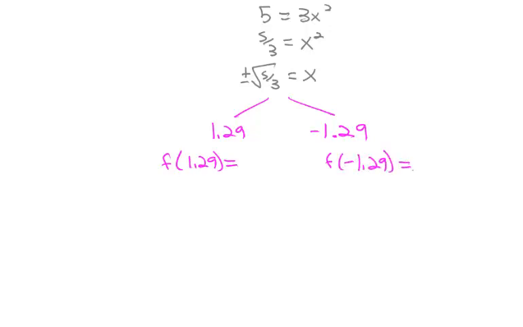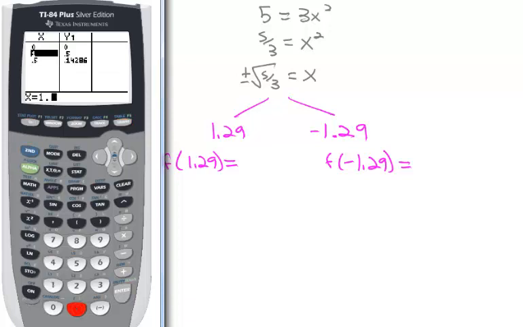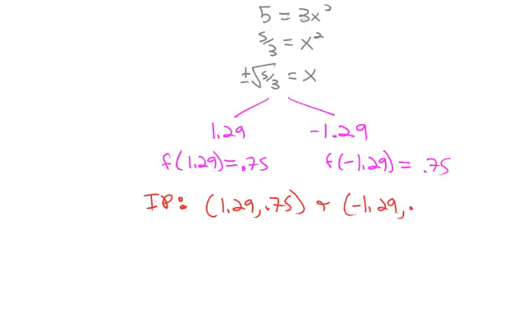so that we can plug those into our graph. Y equals, we already have that in there. So second table, 1.29, enter, is about 0.75. And negative 1.29, enter, is about, again, positive 0.75. So both of them, 0.75. So the inflection points are 1.29, comma 0.75, and negative 1.29, comma 0.75.